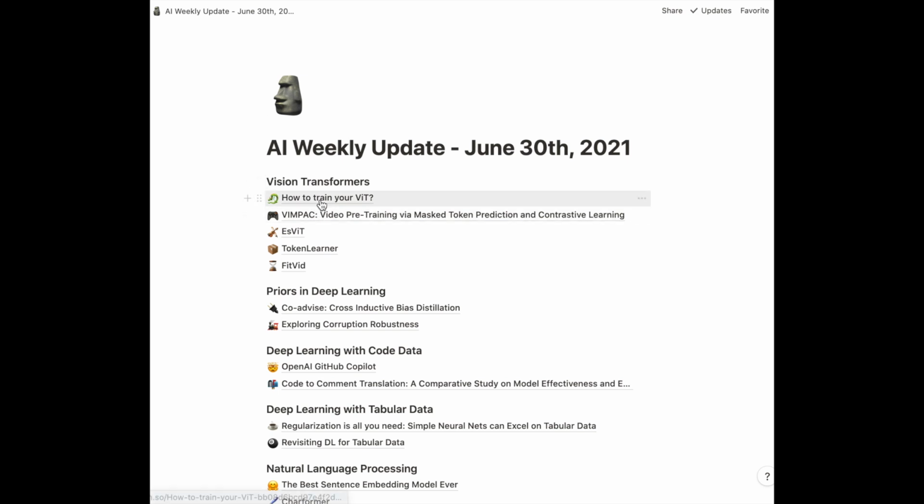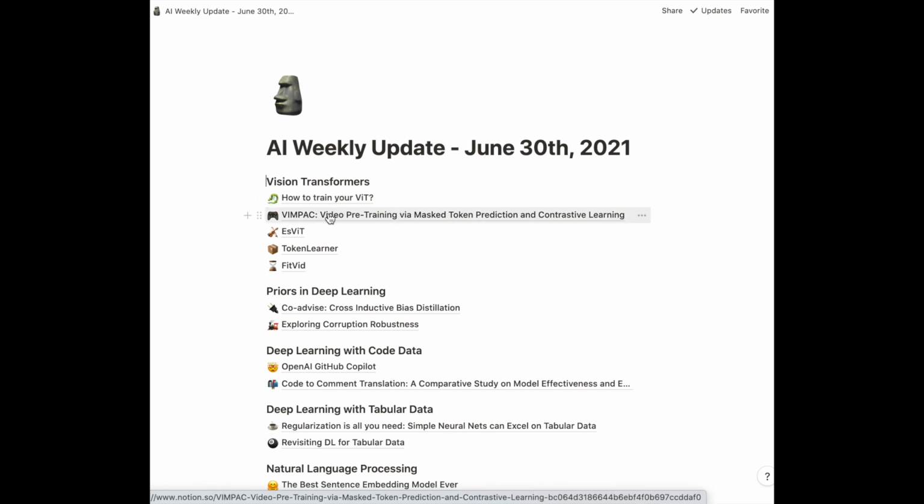We'll start off with how to train your ViT, looking at pre-training, transfer learning, deployment costs, open sourcing 50,000 pre-trained vision transformer models, and studying things like the impact of data augmentation and regularization like dropout or stochastic depth regularization.